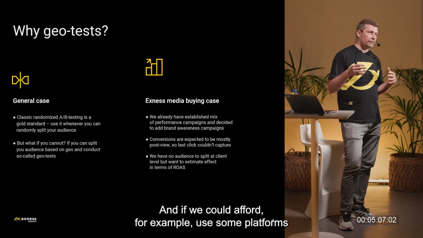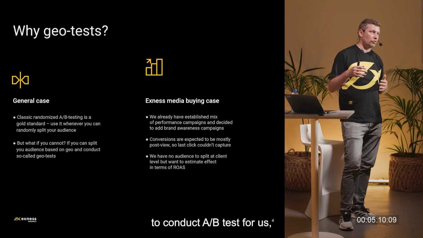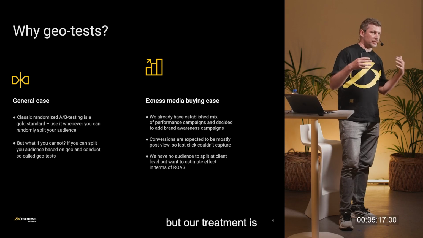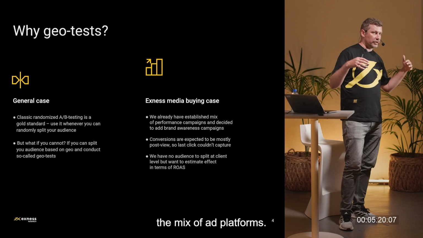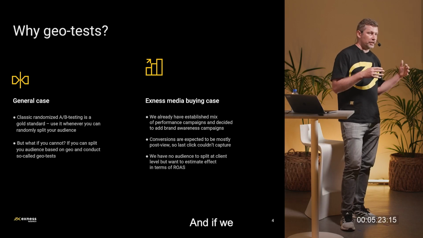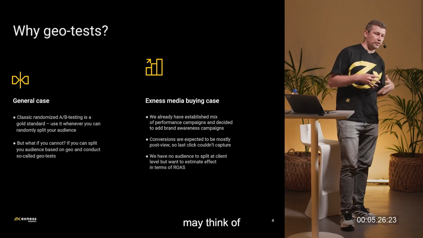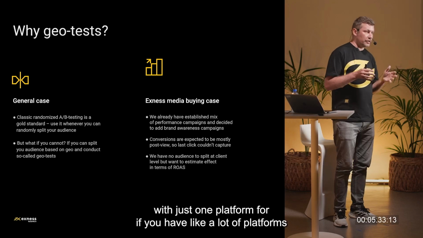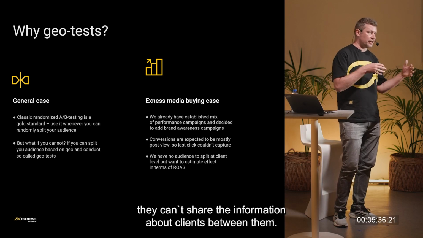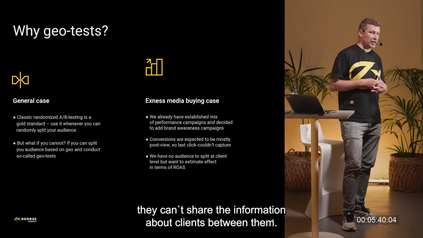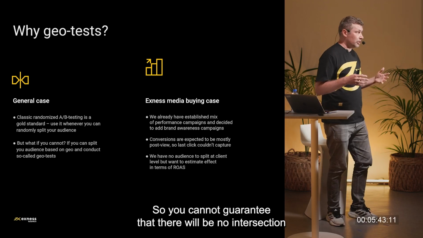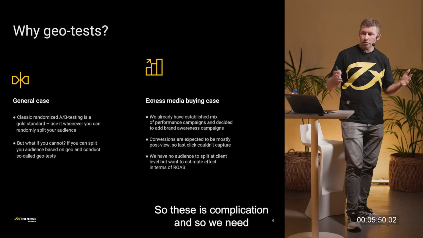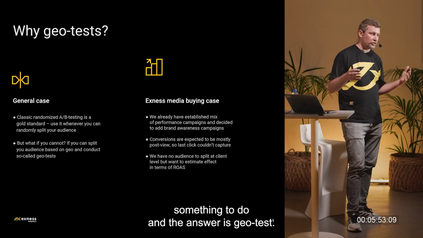We could, for example, ask some platforms to conduct A/B tests for us, but our treatment is a mix of ad platforms. You may think of conducting the A/B test with just one platform, but if you have a lot of platforms, they can't share the information about clients between them. So you cannot guarantee that there will be no intersection between control and test groups. So these are the complications, and the answer is geo-tests.